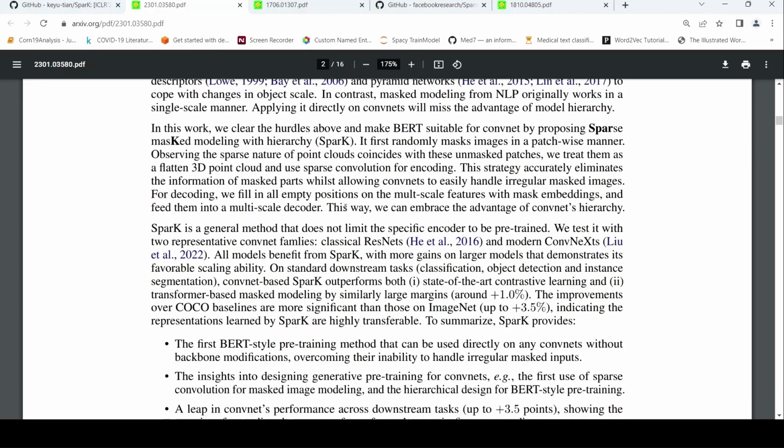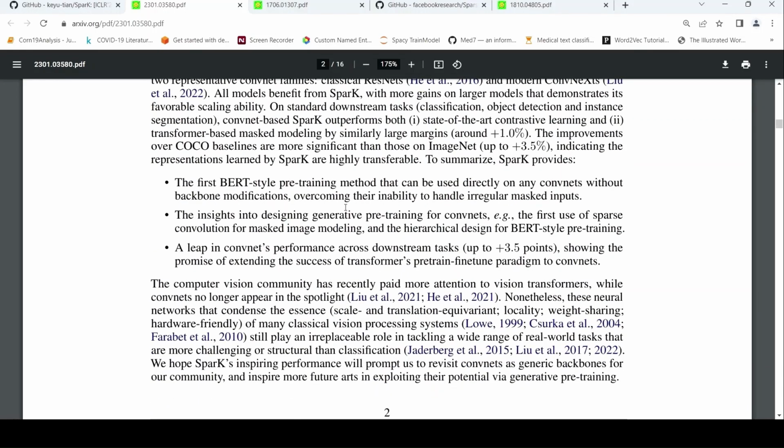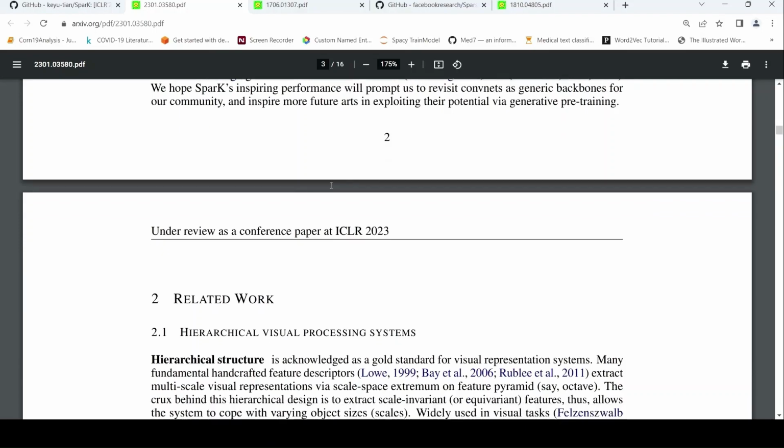This is their technique, and they say it shows improvements, outperforming state-of-the-art contrastive learning and transformer-based masked modeling by large margins. They say the improvements over COCO baselines are more significant than on ImageNet, indicating that these representations are highly transferable.